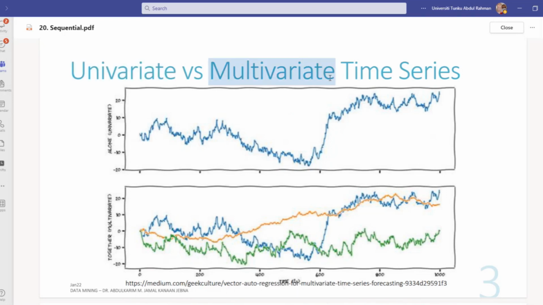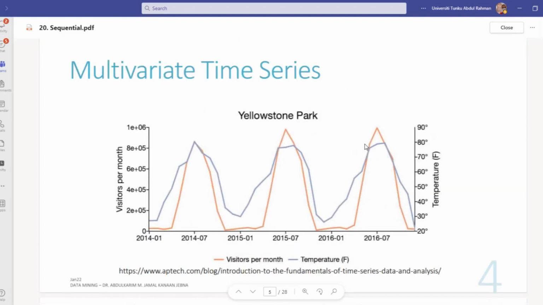Multivariate means you are collecting more than one value at a time. For example, maybe you are collecting the temperature and humidity and so on. So you have more than one value collected at a time. We call this multivariate time series. Clear? Multivariate time series can be useful, for example, taking this interesting figure.